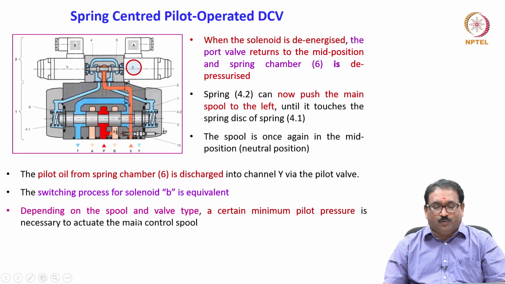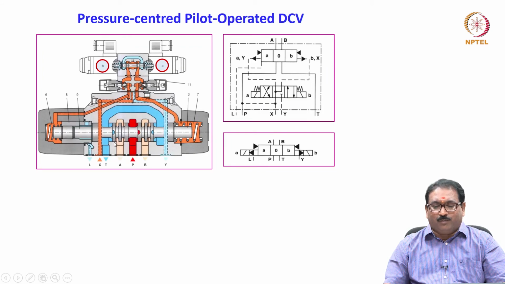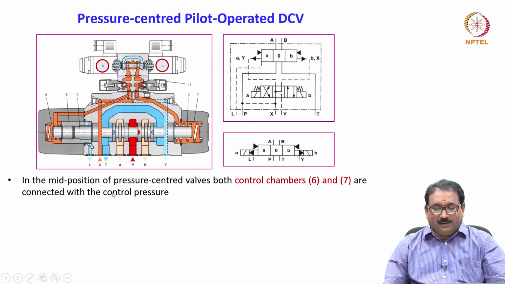Depending on the spool and valve type, a certain minimum pilot pressure is necessary to actuate the main spool valve. One more position I am showing you here: on both sides you will see the pressure centered.